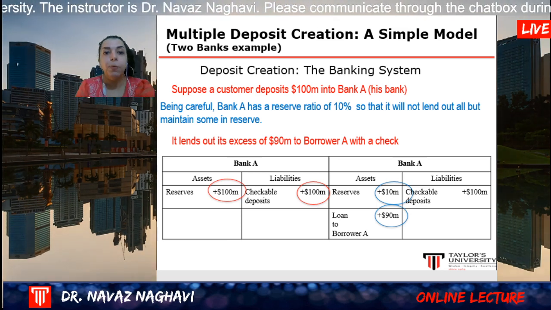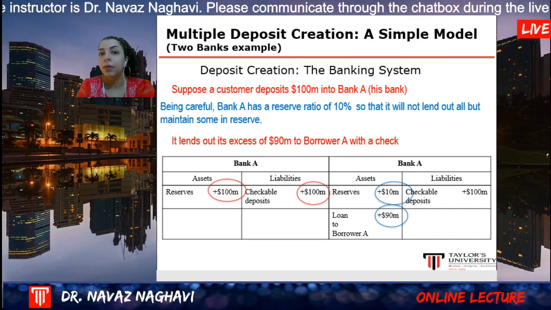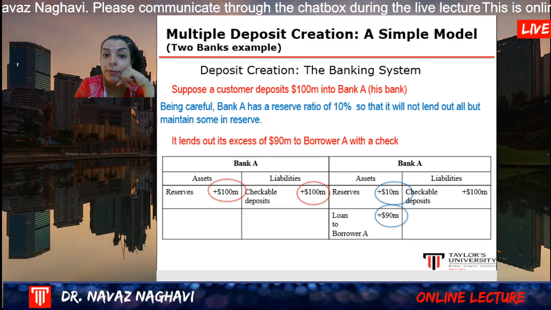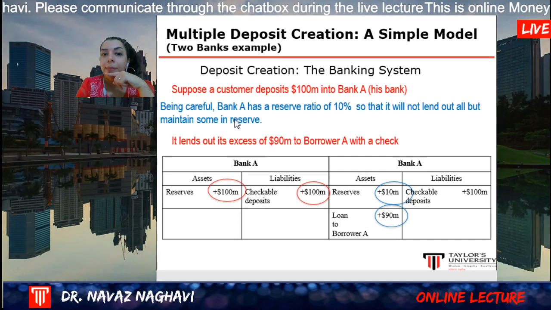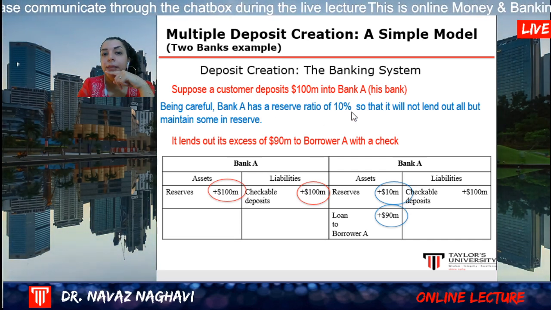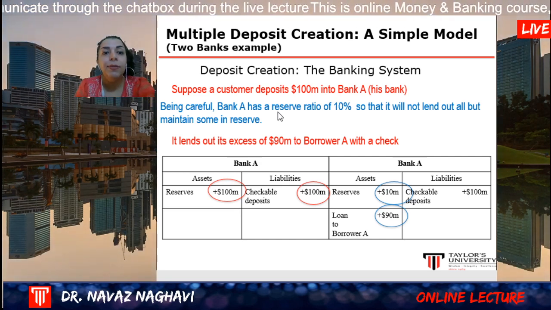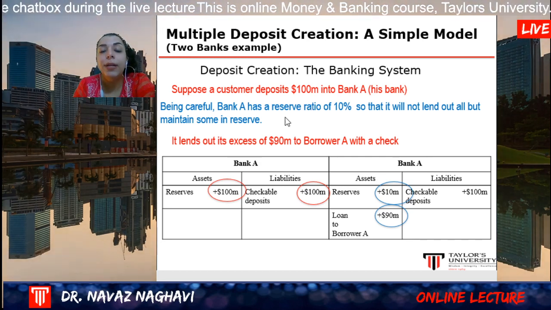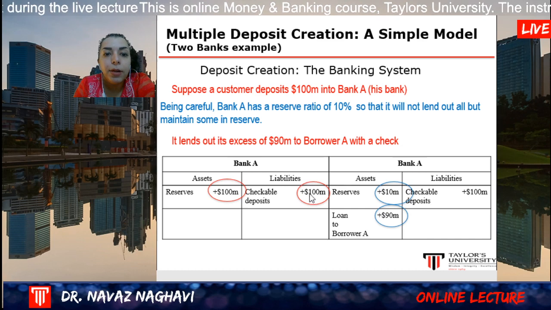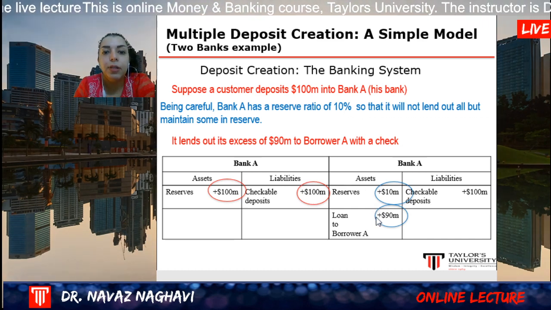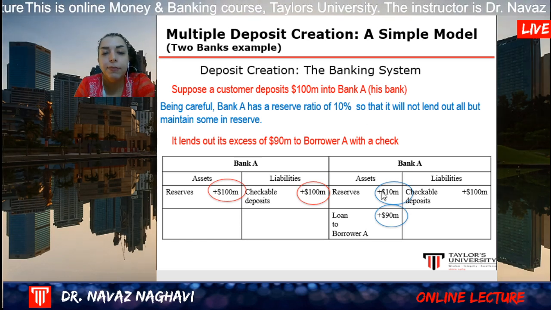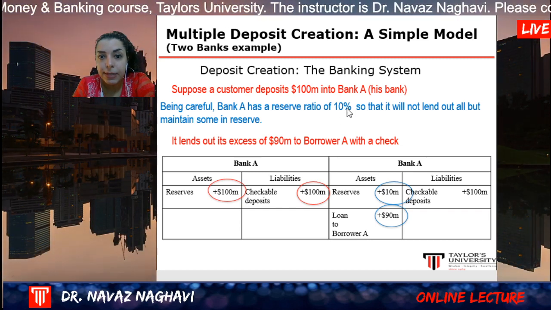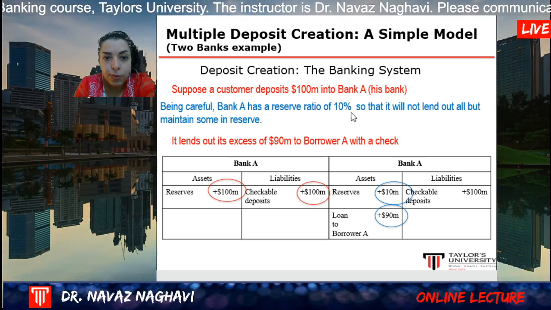Why? Because the bank wants to make money out of these 100 units. How to make money? Again, they want to give it as a loan to the next person. So how much can they give as a loan? Now be careful that the bank has a required reserve ratio of 10%. Once I'm saying reserve ratio, I'm talking about the percentage. Ratio means percentage. If I'm talking about the required reserve amount, it means 100 multiplied by 10%, which is 10 units. So do remember, the required reserve ratio is the percentage. This percentage is coming from the Fed. So the required reserve ratio is 10%.